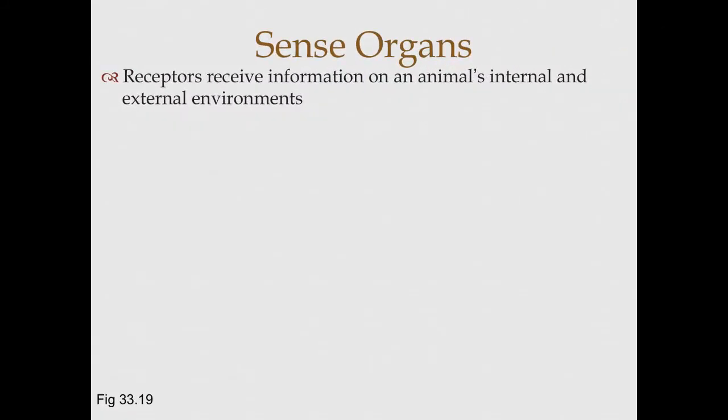Well, let's review the diversity of sense organs seen in animals. Sense organs are receptors that receive information about the animal's interior or external environment. So they're part of the afferent neurons in the peripheral nervous system.